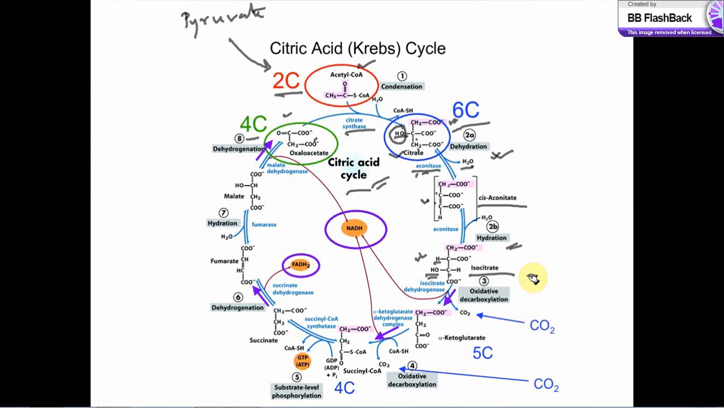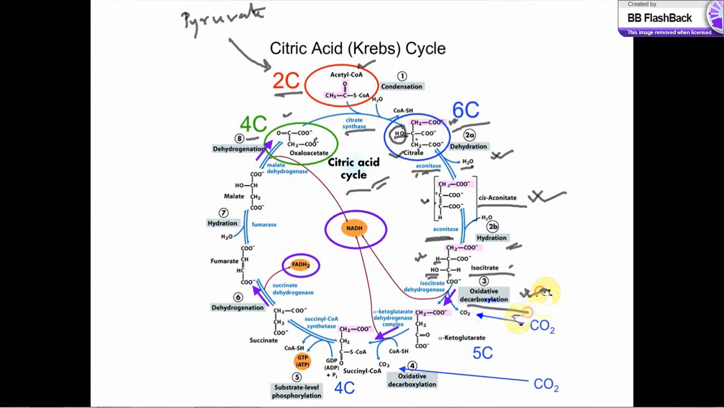Now this reaction, the production of the isocitrate from the cis-aconitate, is again accomplished by the enzyme called aconitase. Now the next step is oxidative decarboxylation.